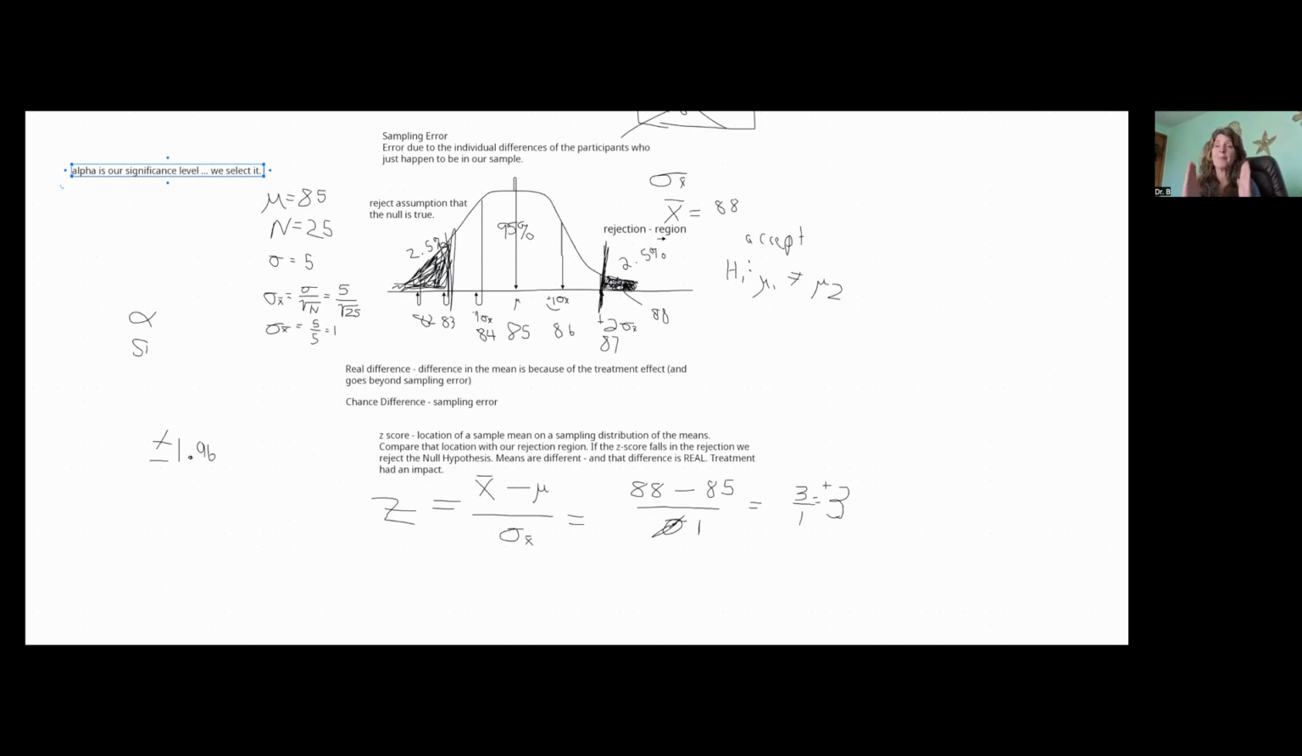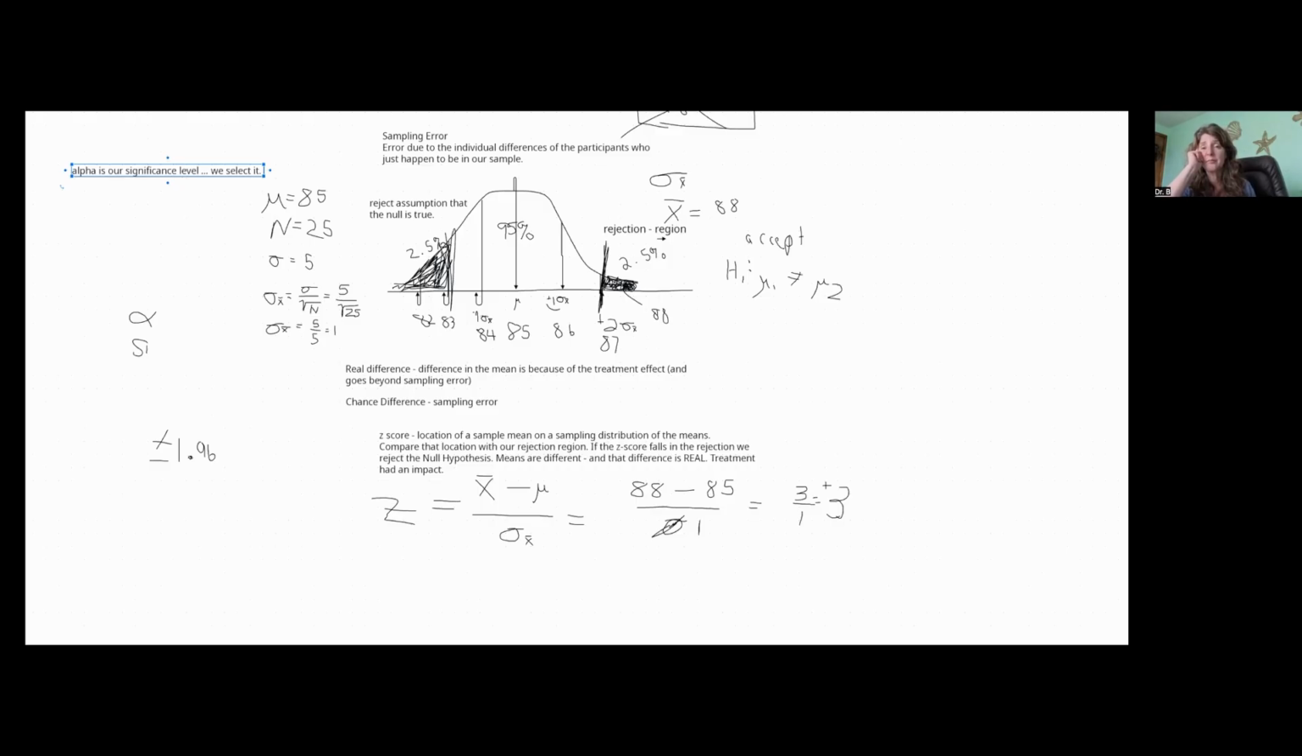You are establishing a point where you're like, look, I know there's going to be sampling error, and I'm willing to take a bit of sampling error. But if it's too extreme, I'm not going to believe that there's sampling error. I'm going to say the null is not true. We're going to reject the null.